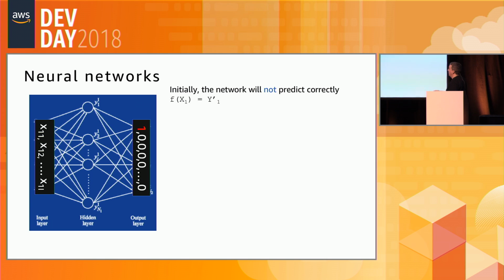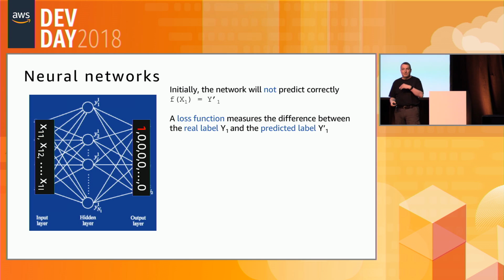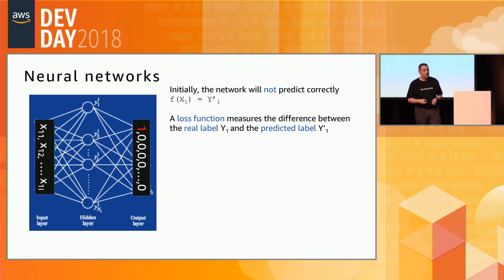Initially, when we run that X1 sample through the function represented by the neural network, we don't get the right label. We don't get Y1. We get something different called Y prime 1. So in order to improve, we need to measure the difference. How close did we get to the actual value? We need a loss function, which is a mathematical function that measures the difference between Y1 and Y prime 1. Since those things are vectors, it's more complicated than just subtracting Y1 and Y prime 1. We need to measure distance between vectors, etc. But all of the deep learning libraries out there provide those functions, so you don't have to write them. You can just reuse them.